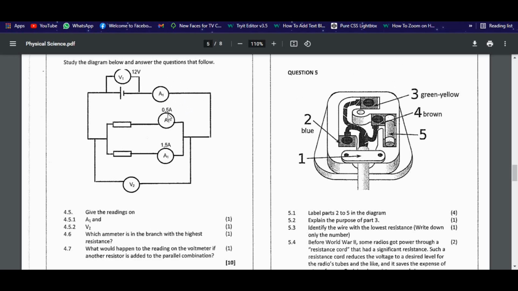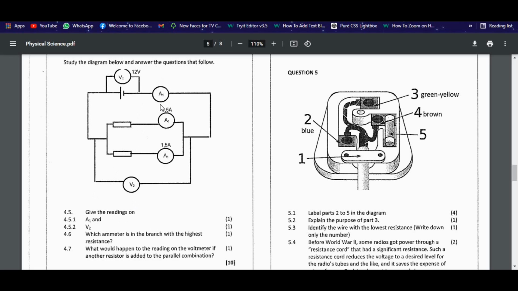Again, current has not changed. It's the same no matter what. Just because it splits in a parallel doesn't mean that it's changed. It hasn't gotten any more, any less. So ammeter 1, which is unknown there. Okay, easy peasy.